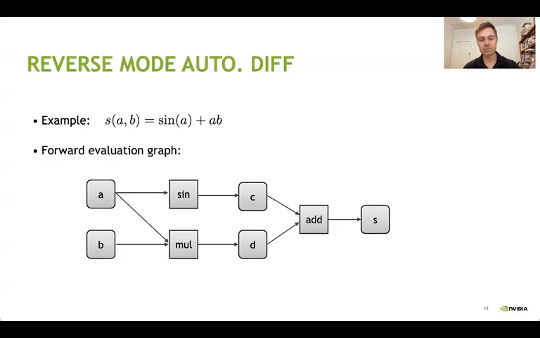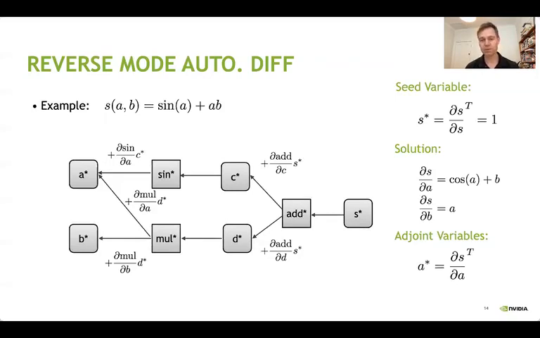We have A and B as the inputs going into the functions sine and multiply. These produce intermediate values, C and D, which are parameters to the addition function. And finally, we get our output S. And so when we evaluate this in the forward mode, we're really traversing it from the left-hand side to the right, from inputs to output.